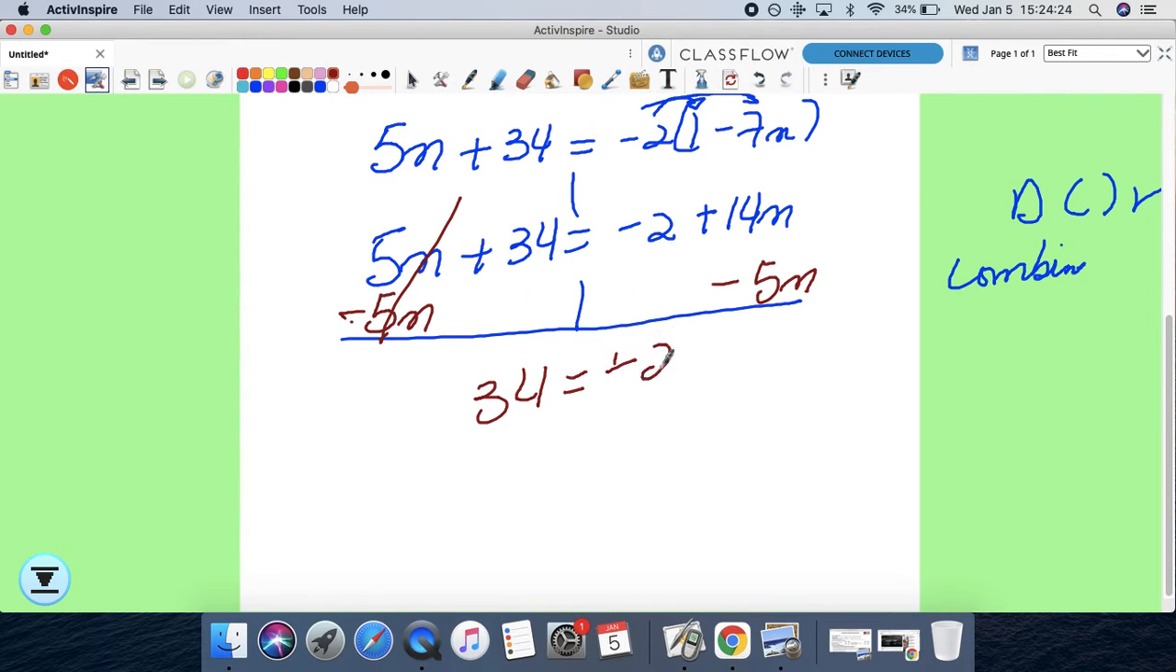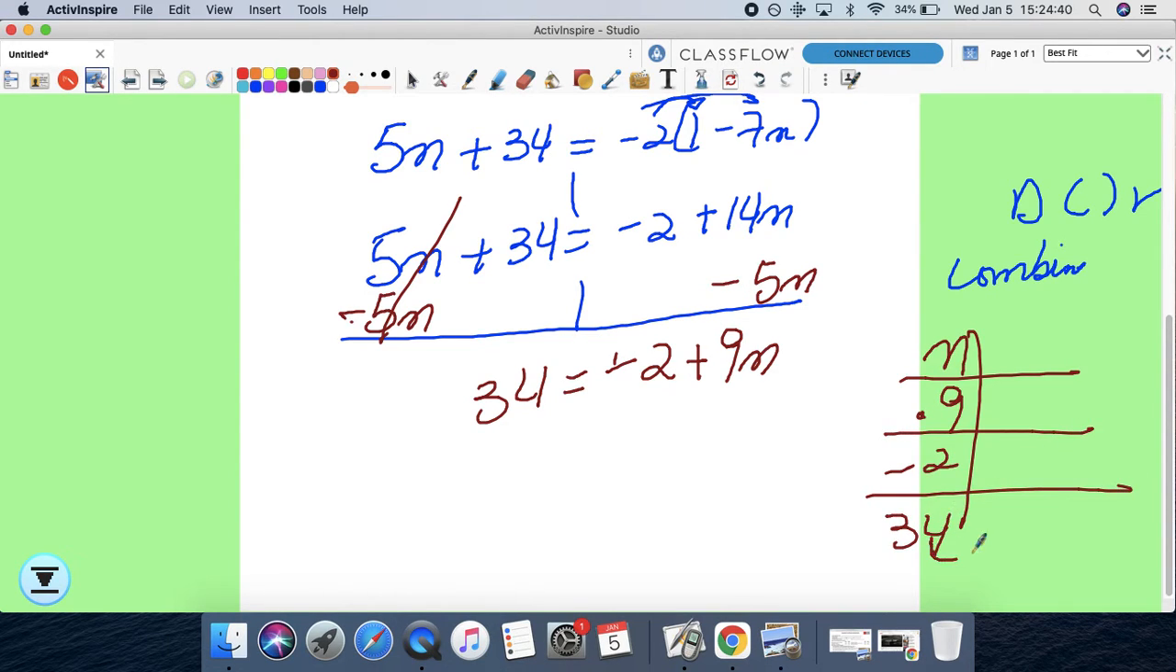Negative 2. 14 minus 5 is positive 9n. We can make a story now. My variable is n times 9 minus 2 equals 34. So the two inverse operations I'm going to use are plus 2 and divided by 9.